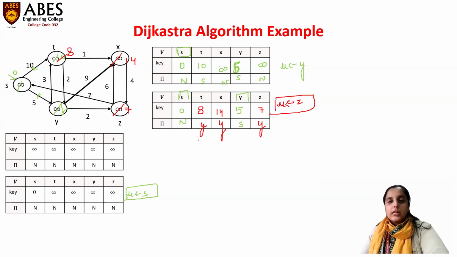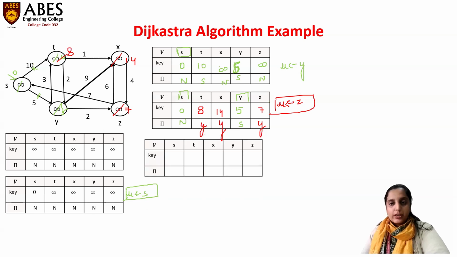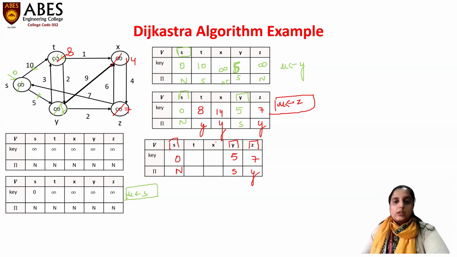Now, again, let's do all these updations in the weight matrix. As you can see here, you're going to write the nodes that are already visited, S, Y, and we are about to visit Z. So its value will be copied. Y is 5, S, 7, Y.